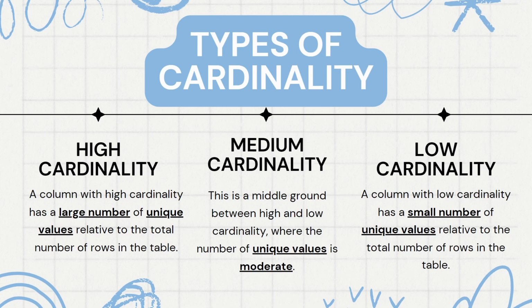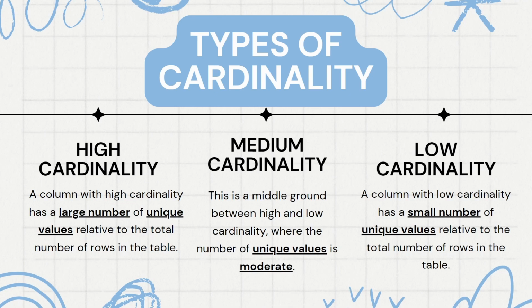A column with high cardinality has a large number of unique values related to the total number of rows in the table. For example, a column storing unique identifiers like user IDs or email addresses typically has higher cardinality. Medium cardinality is the middle ground between high and low cardinality, where the number of unique values is moderate. Low cardinality: a column with low cardinality has a small number of unique values related to the total number of rows in the table. For example, a column storing Boolean values like true or false would have low cardinality.